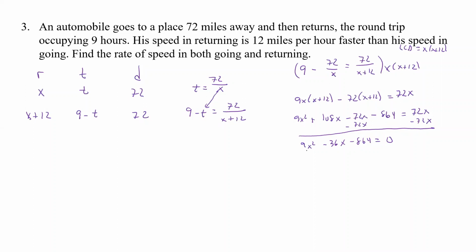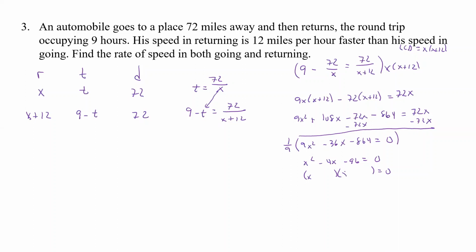All right, so these are big numbers with 9s. So let's see, 864 divided by 9 is going to give me 96, so that will work. So I can multiply everything by 1 over 9. And when I do that, I get x squared minus 4x, and then minus 96 equals 0. Now, this is going to be a little bit easier, hopefully, to factor than this one.